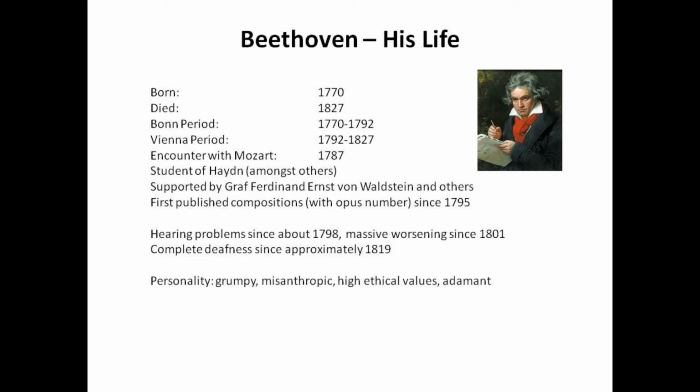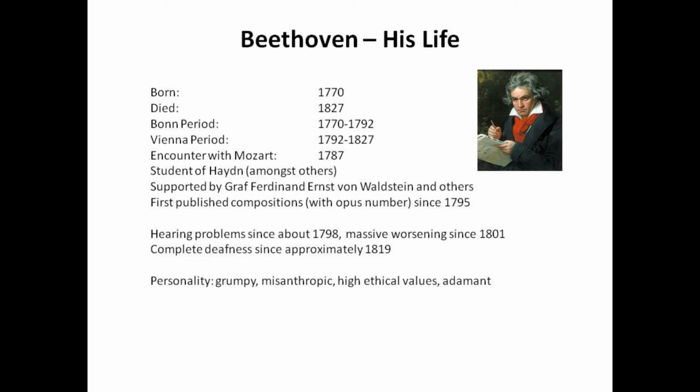In Vienna, Beethoven studied with Haydn and other important composers. 3 years later, the first compositions were officially published, but of course there already existed various works of the Bonn and early Vienna period before, just without opus numbers.